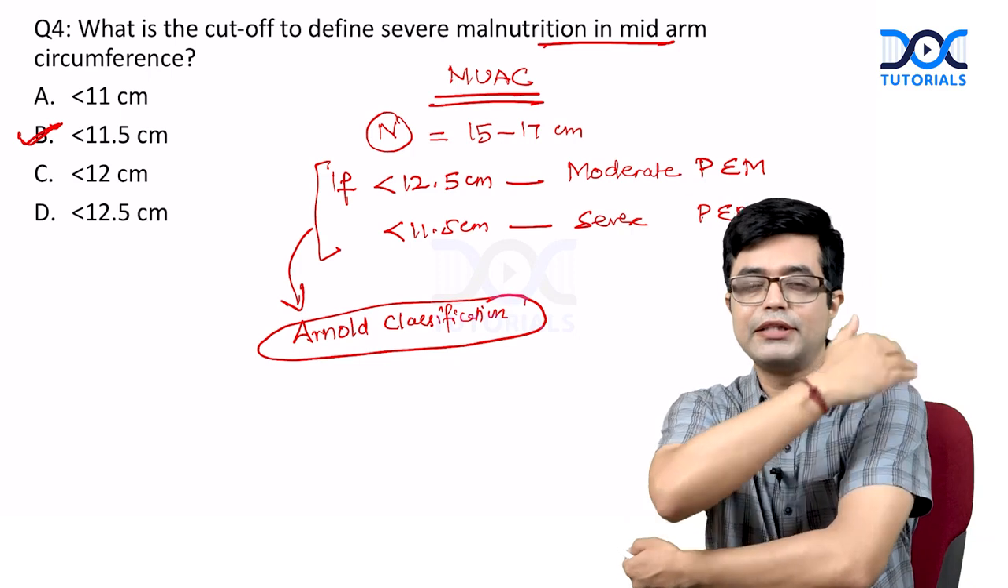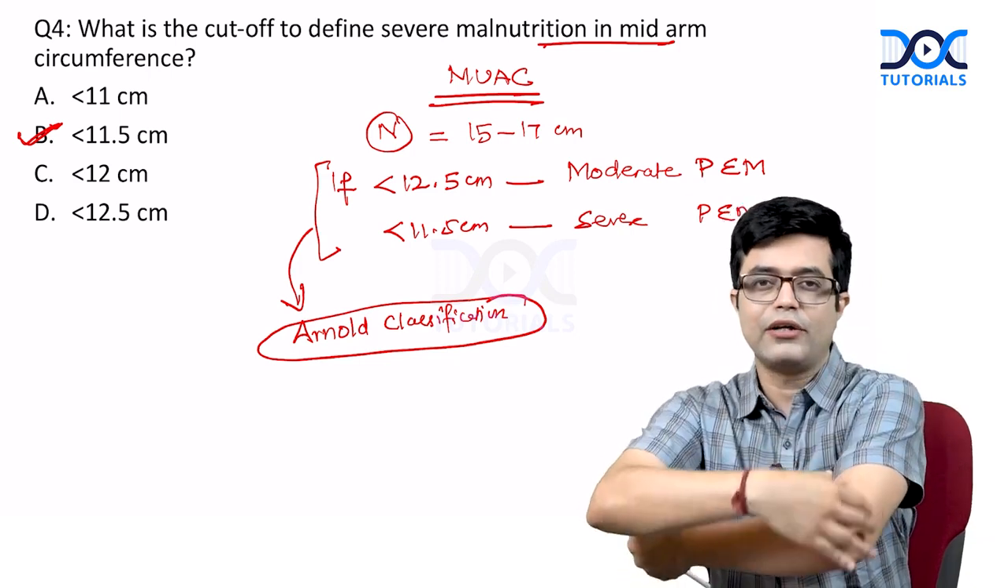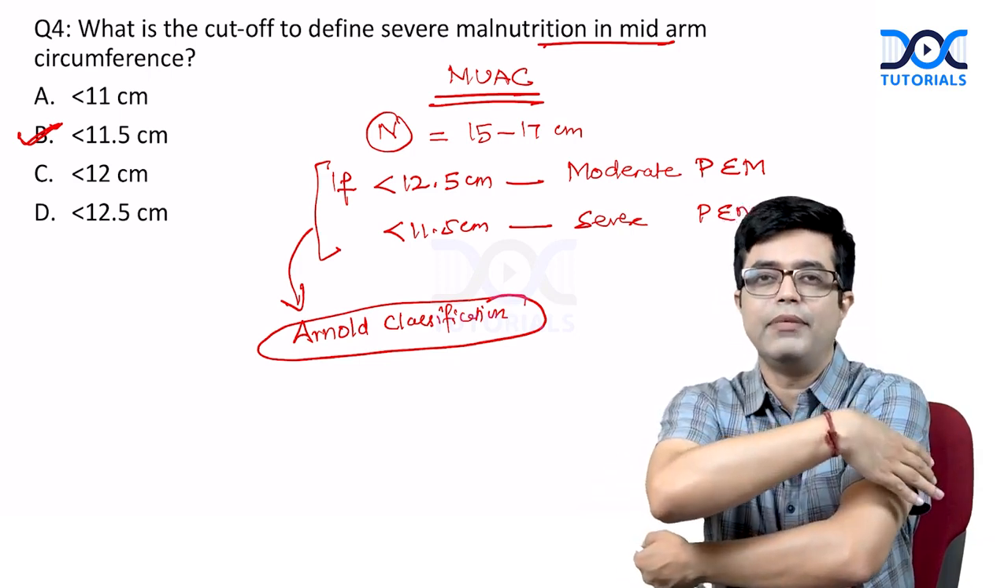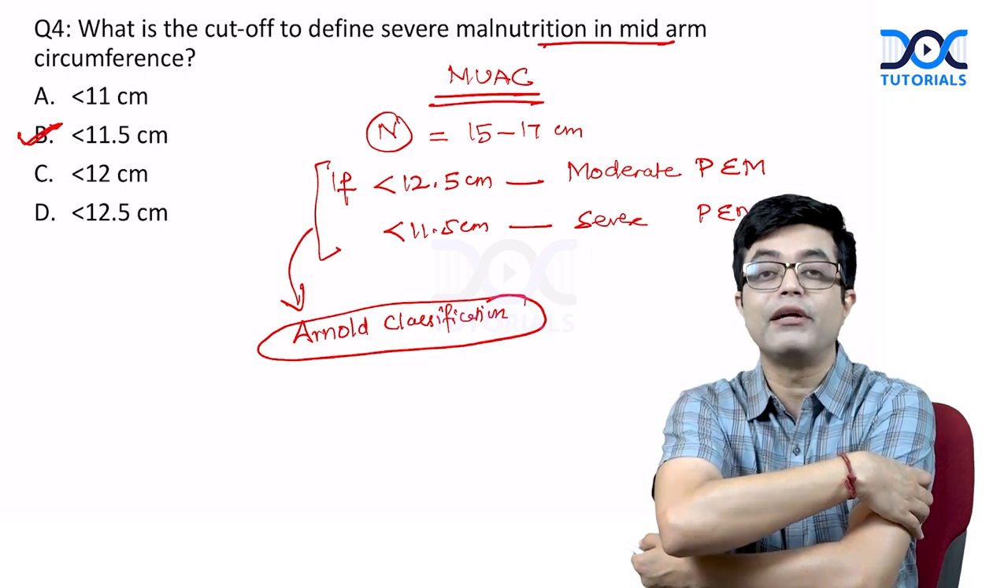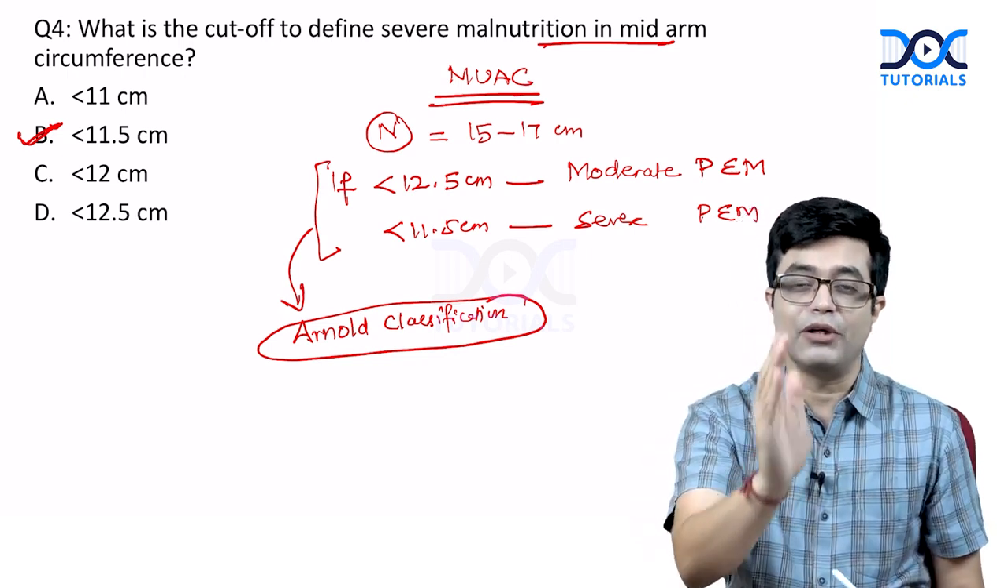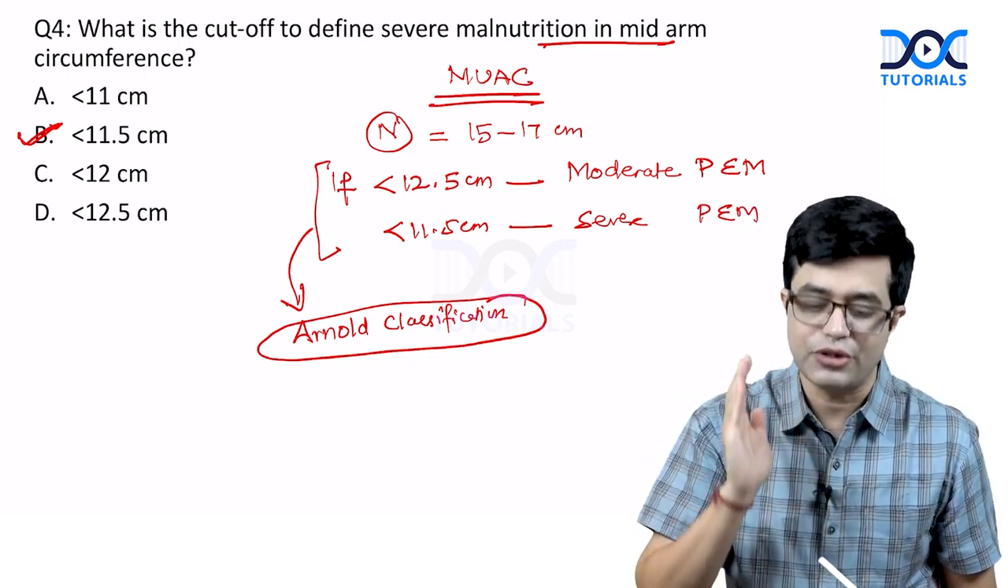So mid-arm circumference is measured between the acromion process and olecranon process. Between the age group of 6 months to 5 years, it remains constant. If it changes, if it is below a certain threshold, it indicates malnutrition.